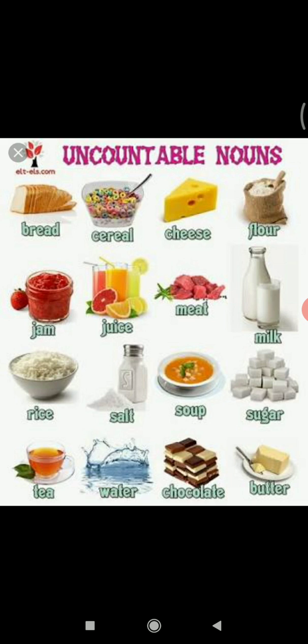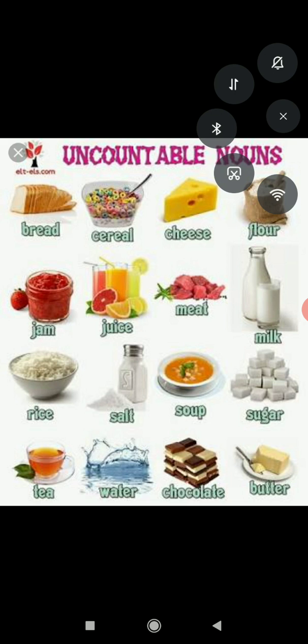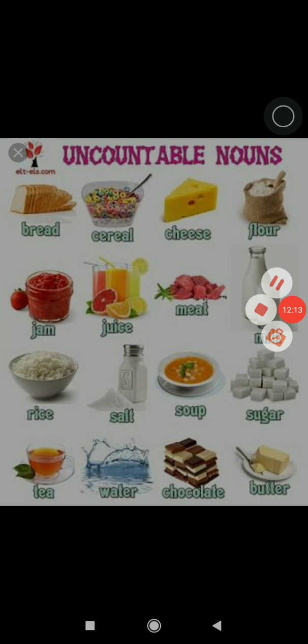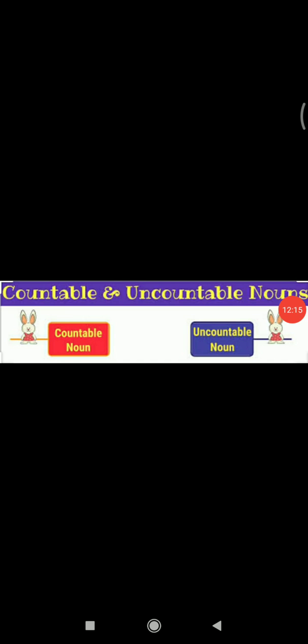Now you can understand what is a countable and uncountable noun. I will give you the book exercise in the images. Copy it in your classwork notes or in your text grammar books. Thank you, students.